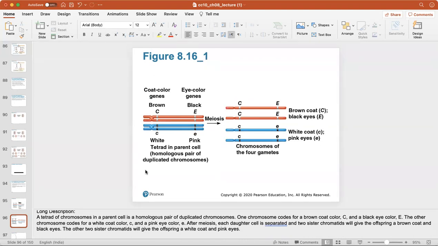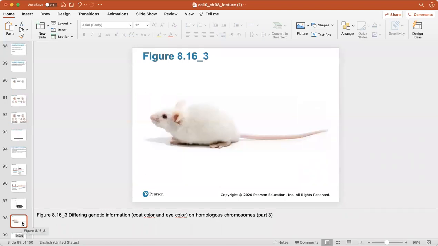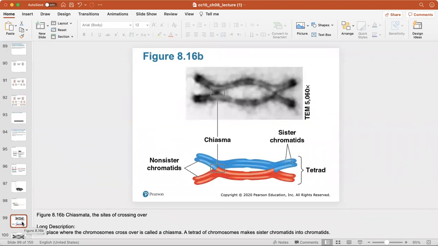One chromosome codes for a brown coat color, C, and a black eye color, big E, and the other chromosome codes for a white coat color, small c, and a pink eye color, little e. And after meiosis, each daughter cell is separated, and two sister chromatids will give the offspring a brown coat and black eyes, and the other two chromatids will give the offspring a white coat and pink eyes. So here's differing genetic information on homologous chromosomes producing two different types of offspring.